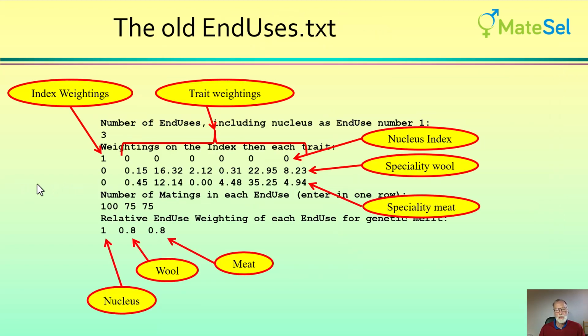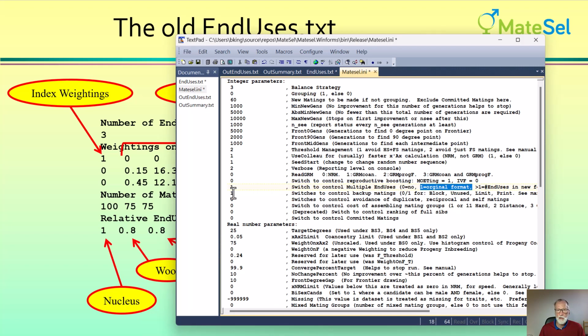This is the old EndUses.txt. You'll get a result. We've changed the way we scale things, so you will probably have to reduce these weightings on end uses other than 1 to get a similar result. Otherwise, it is supported. However, you get much more functionality with the new format.